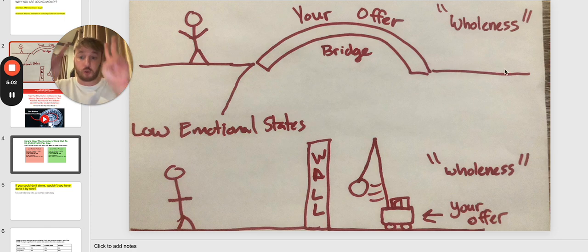This is the solution state. Okay, they're getting a solution. So they're in a low emotional state, and this is the wall that you have to crush, or actually remove, with your offer. And this is done through 5 pre-sale stages.